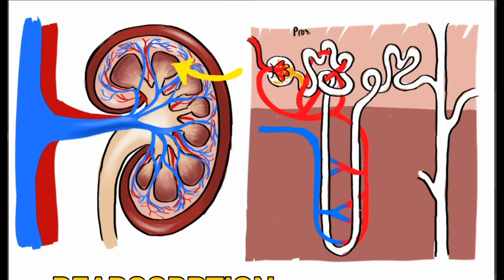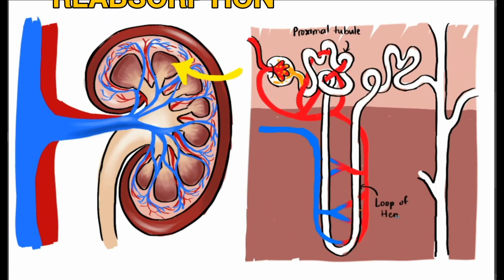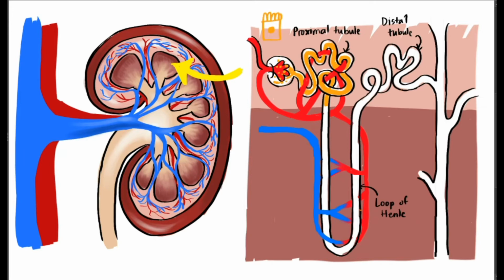The second step is called reabsorption. The filtrate enters the renal tubules, which are divided into three: the proximal tubule, the loop of Henle, and the distal tubule. Each of them has different permeabilities and absorbs different particles. The proximal tubule is a convoluted tubule lined with simple cuboidal epithelia that have microvilli and pumps that absorb ions and other nutrients from the filtrate.